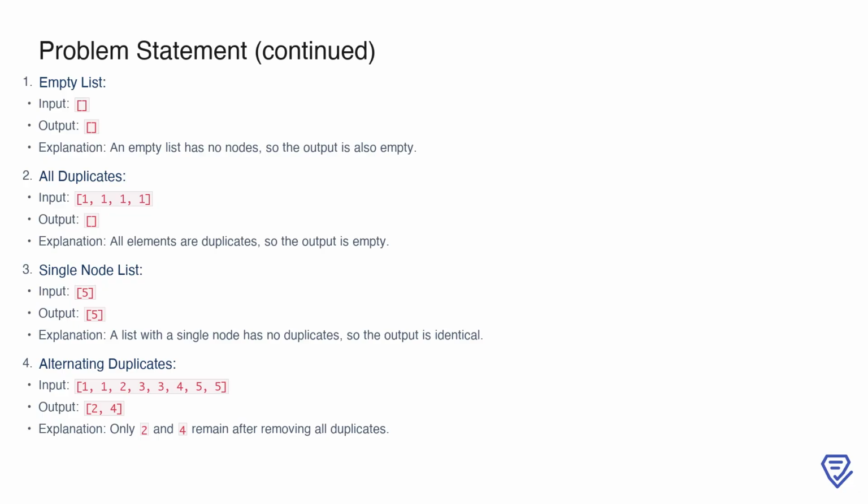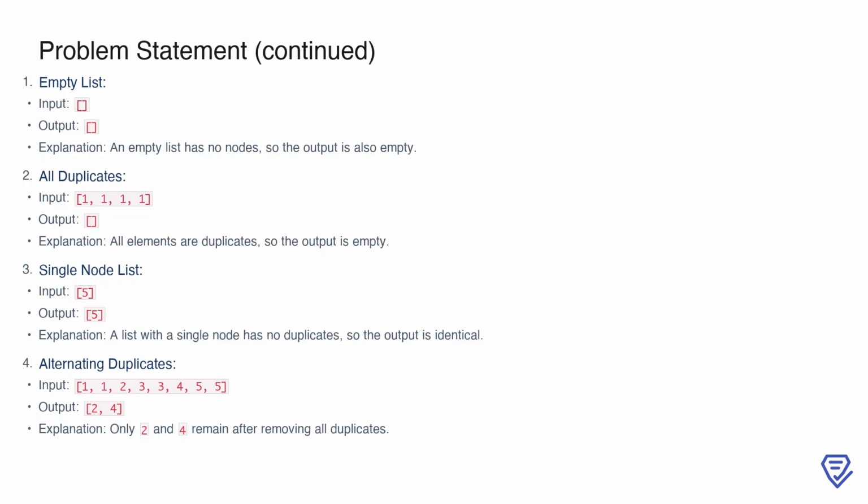First, if the input is an empty list, there are no nodes to process, so the output is also an empty list. Second, consider a case where all elements in the list are duplicates, such as 1, 1, 1, 1. Since there are no distinct values, the output will be an empty list. Third, if the input is a single node list, like 5, there are no duplicates to remove, so the output is identical to the input, 5.